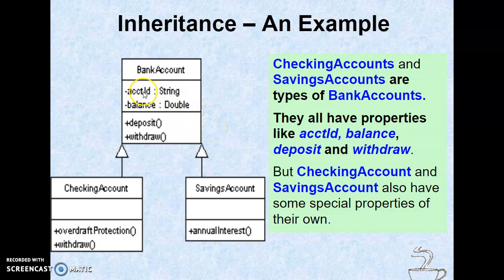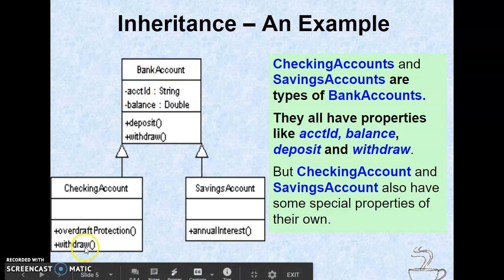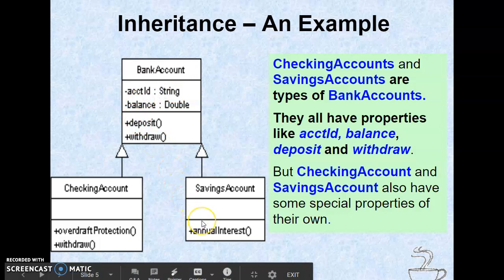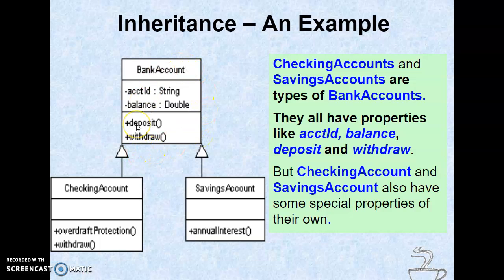They all have an account ID, which is a string. They all have a balance, which is a double. They all have deposit and withdrawal methods. These are written in the superclass. The checking account has these things, which are overdraft protection and withdraw, plus everything the superclass has. But they don't have to rewrite all of this, because they extend bank account, so they get it automatically. And then savings account, same thing. They get all of these things, plus they have an annual interest. So they have what a bank account has, and then some special properties of their own.